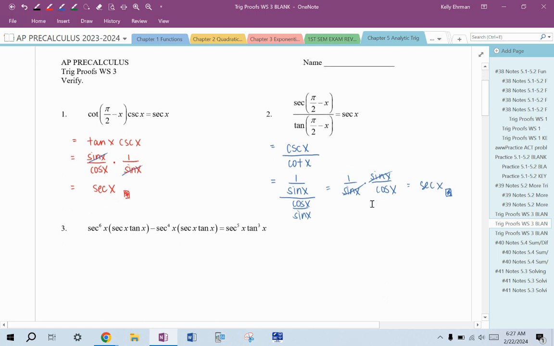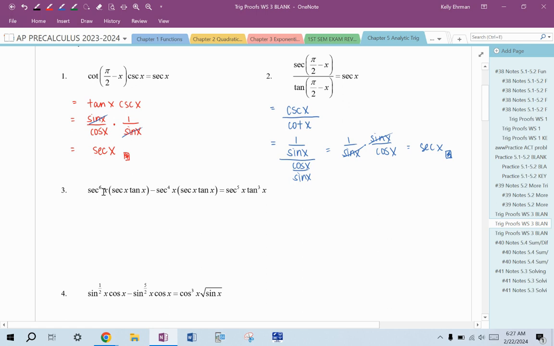All right, this next one has a bunch of large exponents, so we should think about factoring this. Looking at the left side, it's much more complicated than the right. You have two terms right here. So the question is, what is the GCF? Now, I guess you could multiply this together. This could be secant to the 7th x tangent x, minus secant to the 5th x tangent x. Maybe this is easier to see.